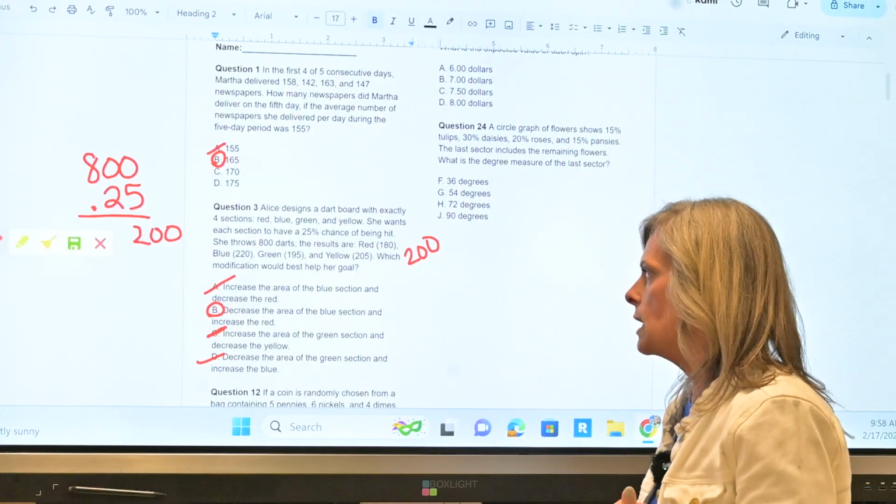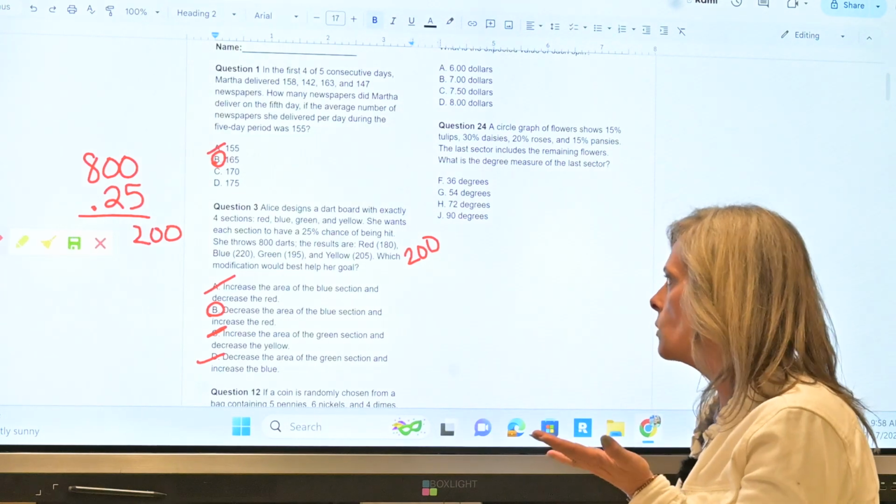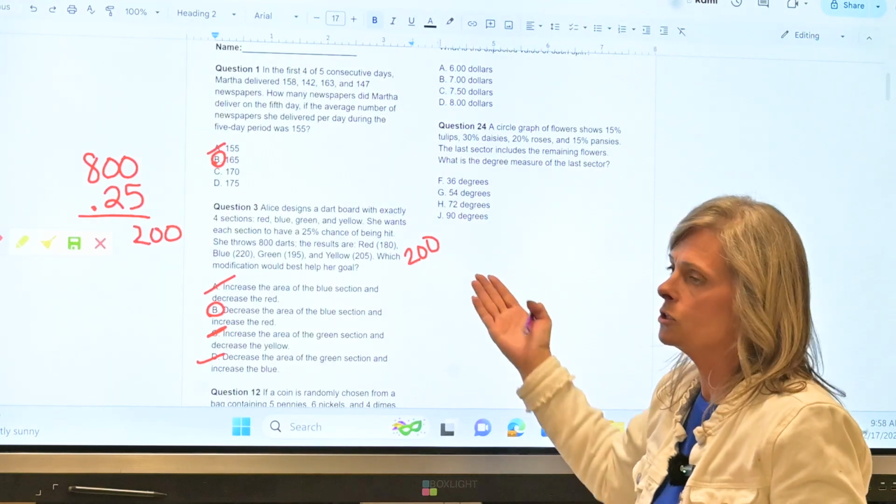We're gonna decrease the area of the blue from 220 and bring it down. And then we're gonna increase the red, which was at 180, and bring it closer to 200.